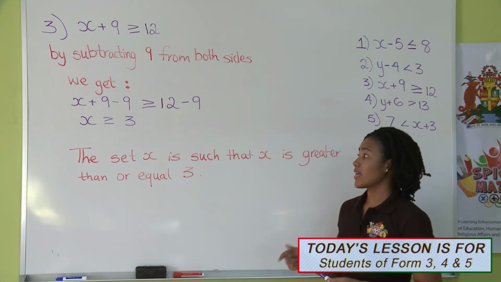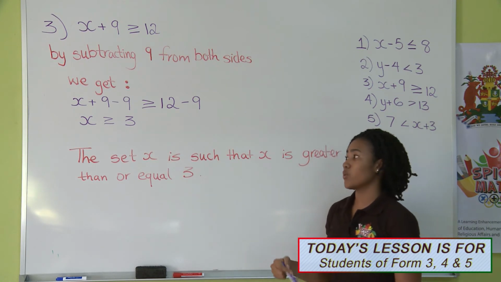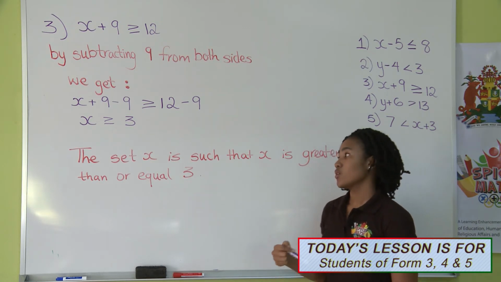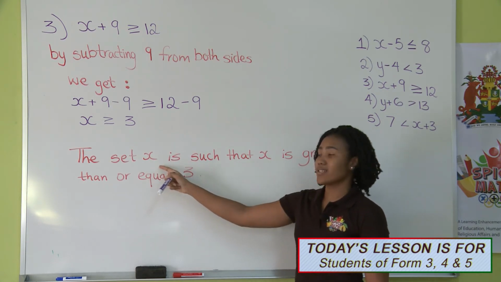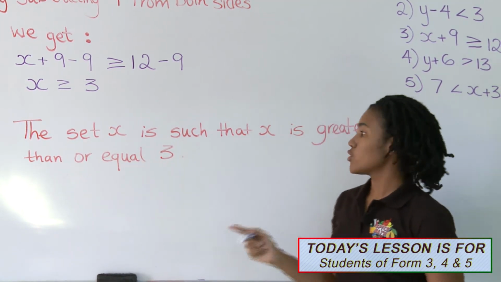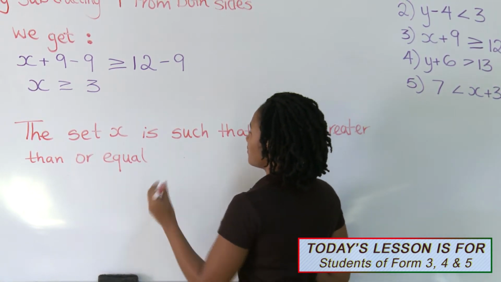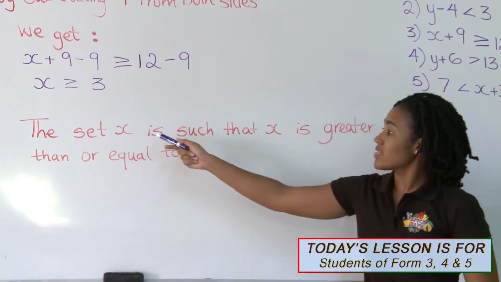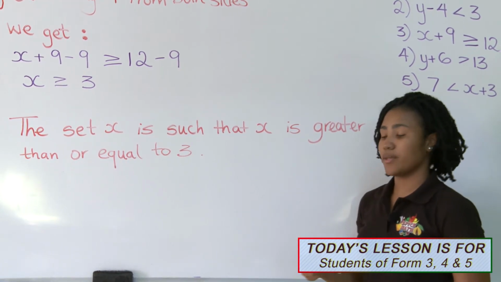Now remember, again, we cannot represent our answer as x is greater than or equal to 3. Our answer must be represented as a solution set. So in words, we have the solution set, and it reads, the set x is such that x is greater than or equal to 3. My bad, I'll just add that in. And I'll read that again. The set x is such that x is greater than or equal to 3.